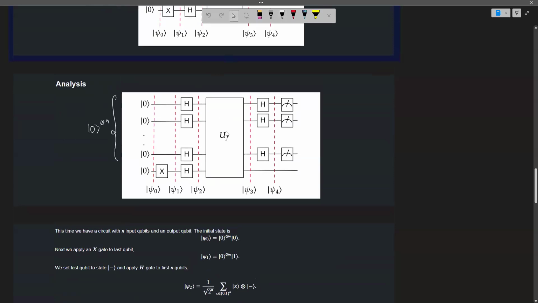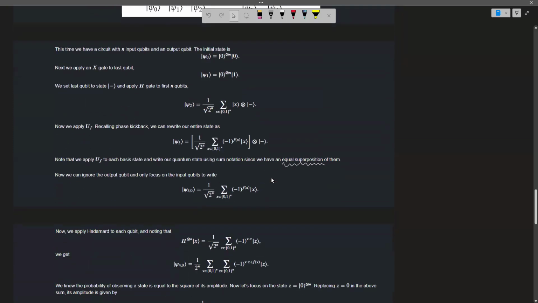So now we don't care anymore about the output bit, because the qubit was used and we're not doing anything with it. So let's focus on the input qubits. And what we're writing is the same thing, just without the output qubit.